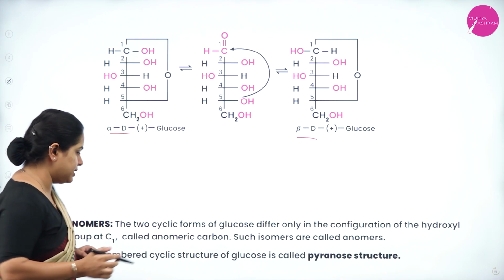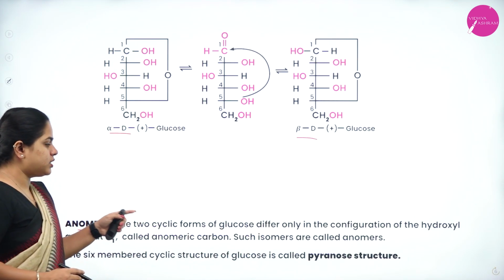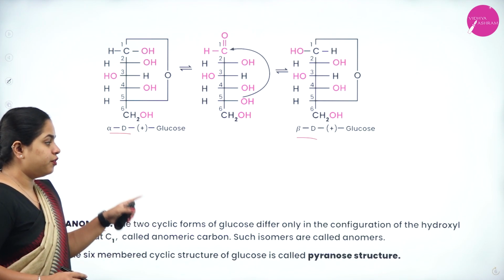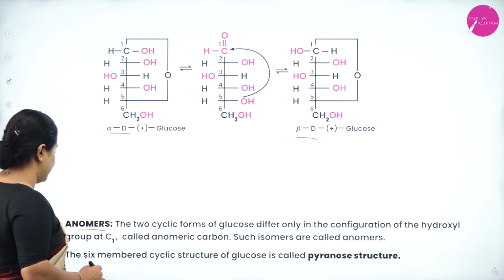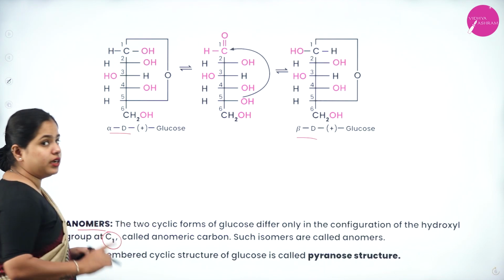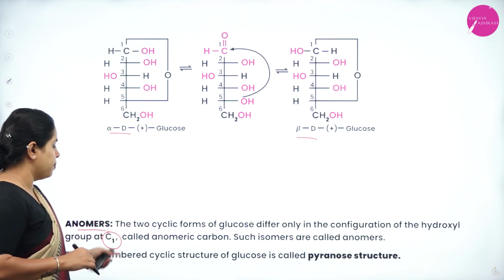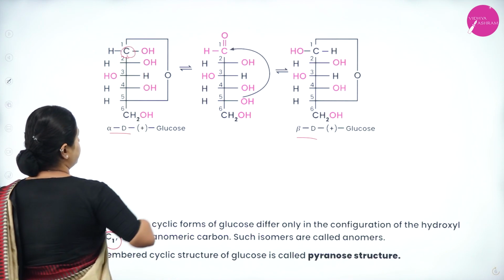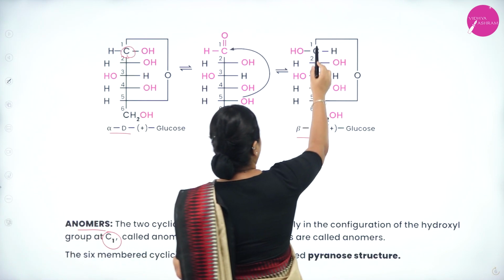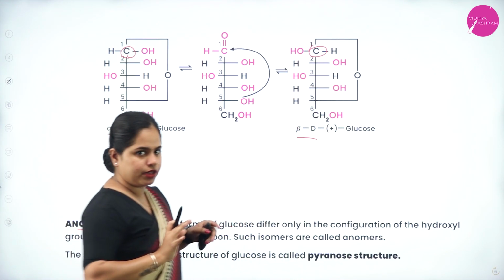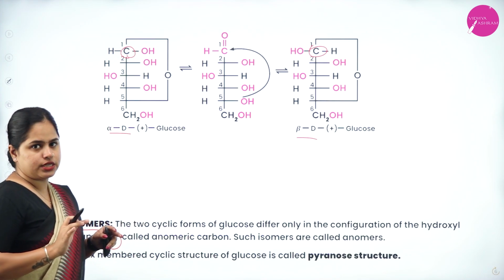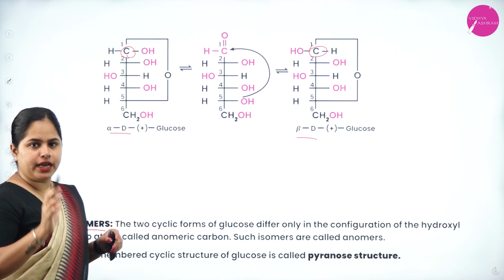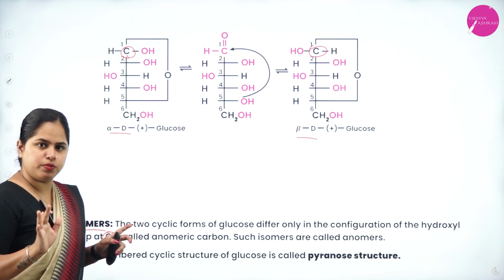So now moving on, these two forms that we have studied, that is alpha form and beta form of glucose, they are called anomers. These two cyclic forms of glucose differ only in the configuration of the hydroxyl group at the C1 carbon atom, first carbon atom, right? And they are called anomeric carbon. So this carbon, the first carbon atom, is called the anomeric carbon. Rest everything is the same, right? Rest all the structure is the same. Only the first carbon atom, the position of the hydroxyl group is differing.